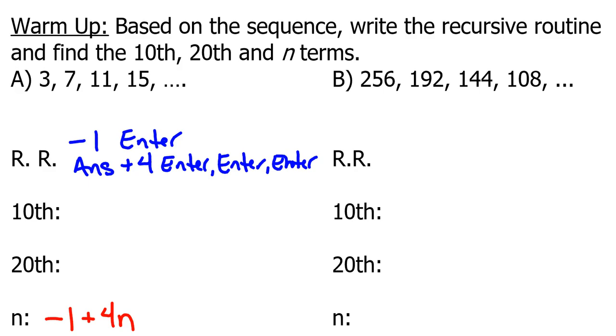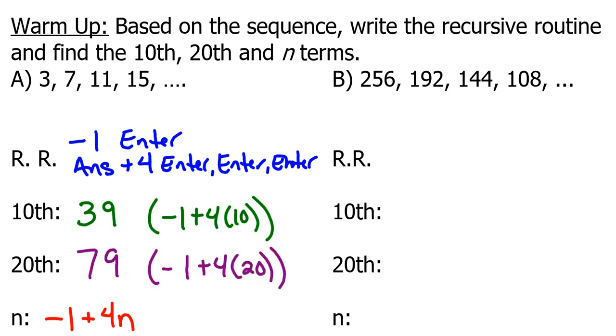Then once I have my pattern, I can just substitute the value for n, the term that I'm looking for, into that pattern. So I can put a 10 in for n, a 20 in for n, and see what results. If I put in the 10, I get a 39, and if I put in the 20, I'll get a 79. Now, similar to the other side, I'm looking at 256, 192, 144, 108.